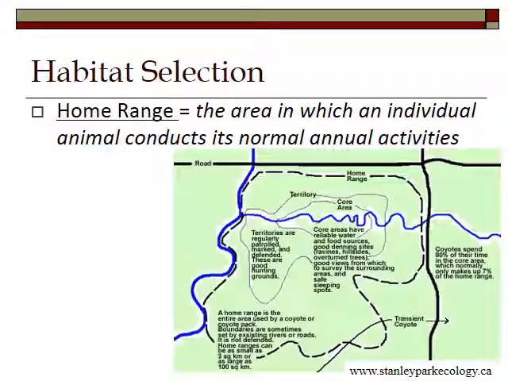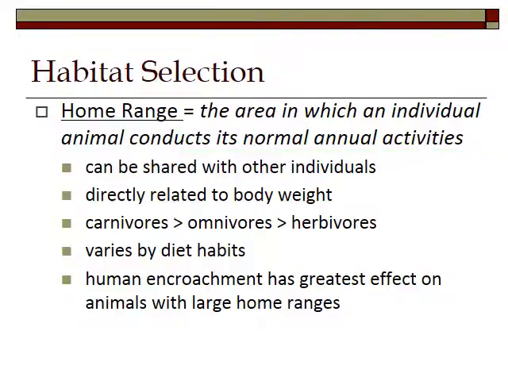And in this case, they spend 80% of their time in that core area, and not very much outside. Only about 7% of the area outside of that is not core habitat. So if you look at these, it describes the different aspects of core habitat for this animal. Home range is an area where they conduct their annual activity, and it can be shared with other individuals of their same species or other species. An interesting thing is it's directly related to body weight.